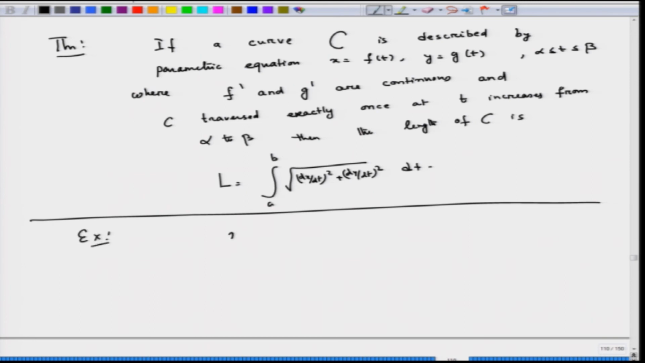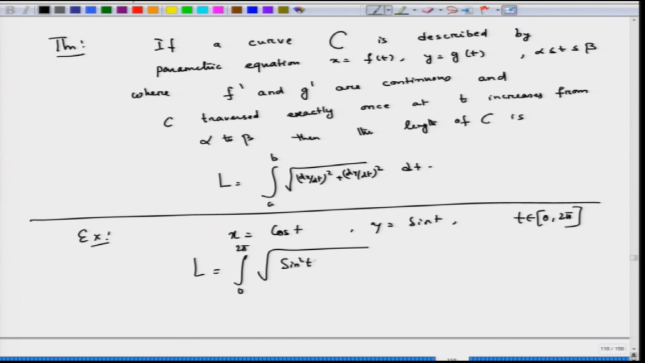Let us say simple, what we have started with: x equal to cos t, y equal to sin t, and t belongs to 0 to 2 pi. Then L is equal to the integral from 0 to 2 pi of square root of, dx by dt is minus sin t, so its square is sin square t, plus dy by dt is cos t, its square is cos square t, dt, which is equal to 2 pi. That is the length of the curve that we know.